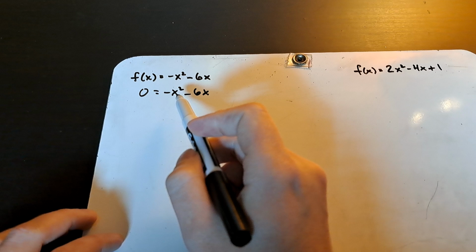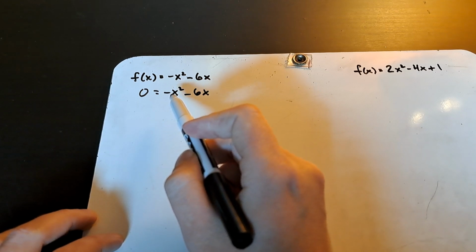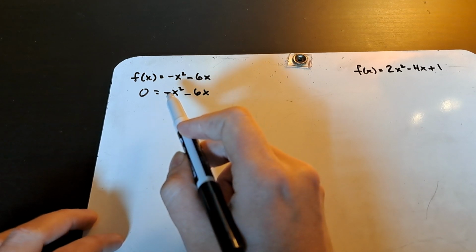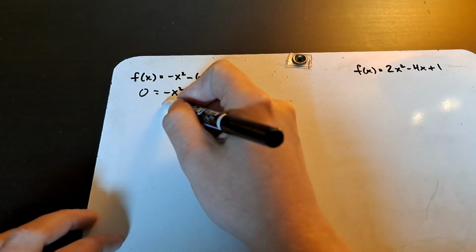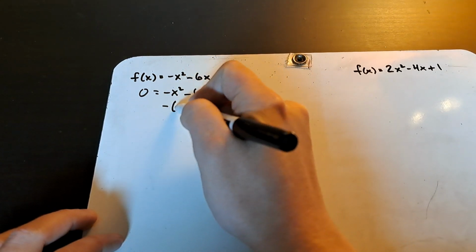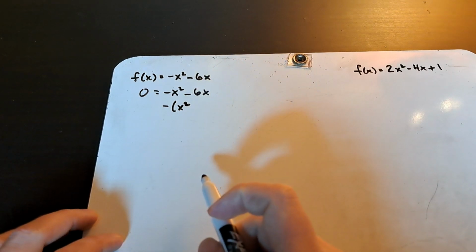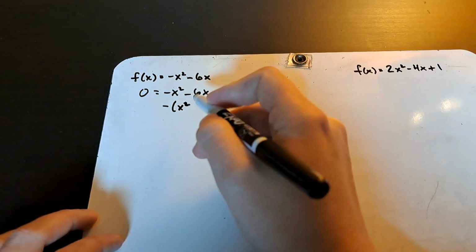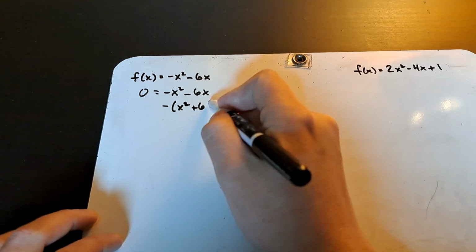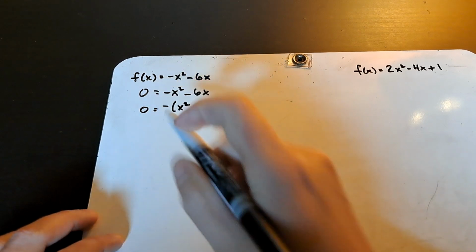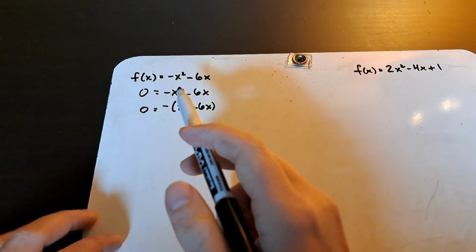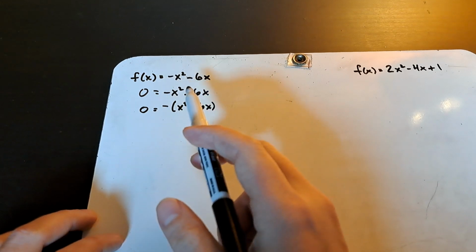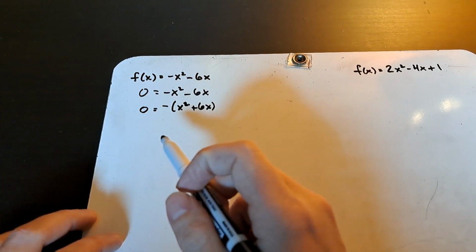But before I do that, let's take out this negative here, which will help me a little bit. I'm going to take the negative out by factoring out technically a -1. So negative times x squared is negative x squared, and then negative times negative 6x has to be plus 6x. I want to get rid of that negative. I could have done that by adding x squared and 6x on the other side and making this side 0, or I can show it this way as well.